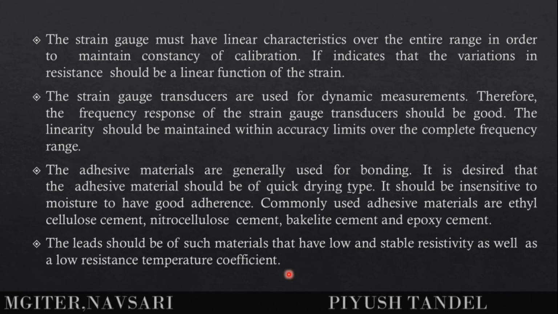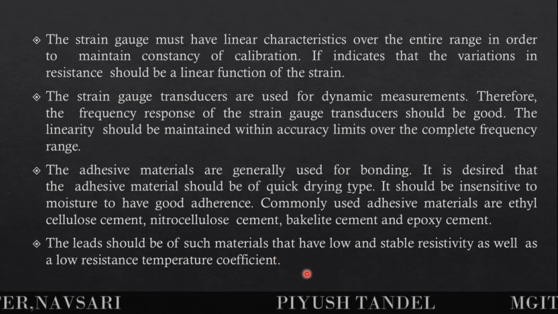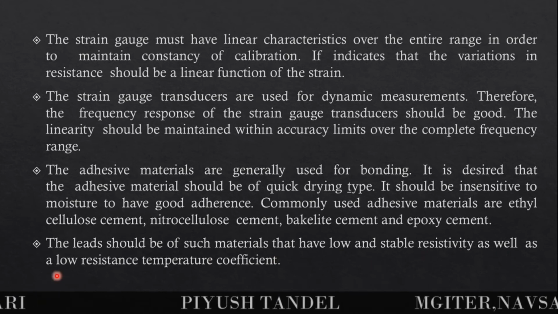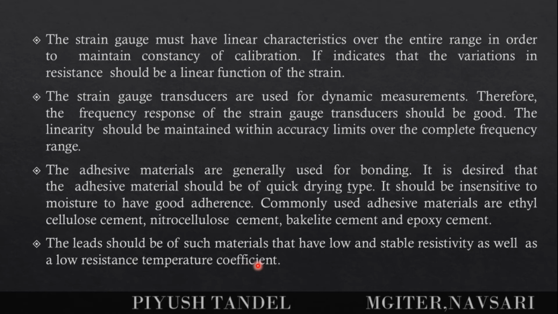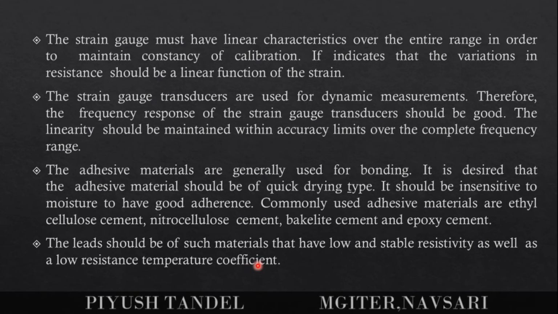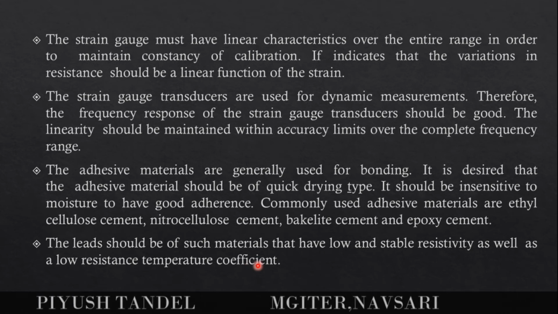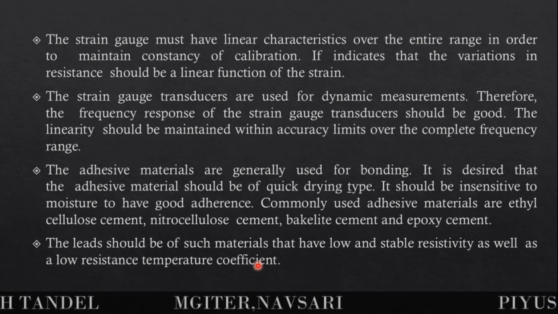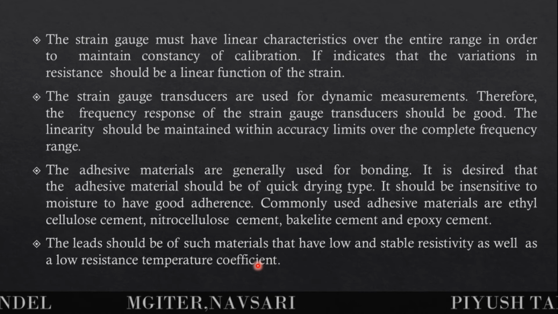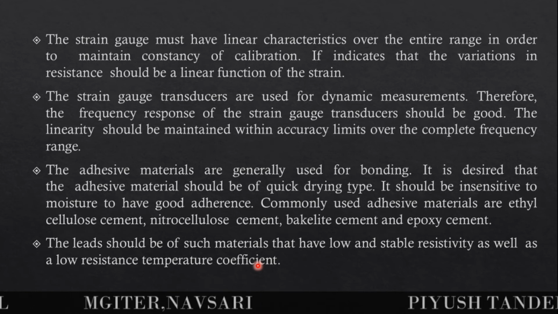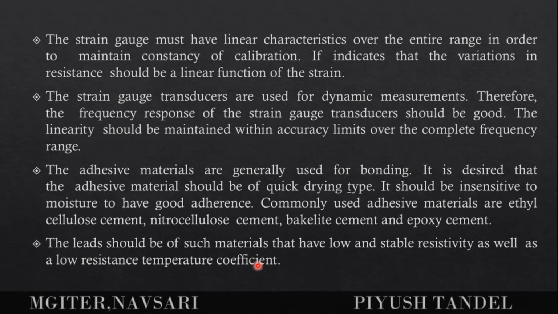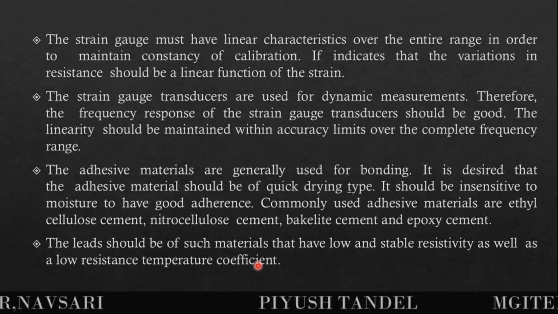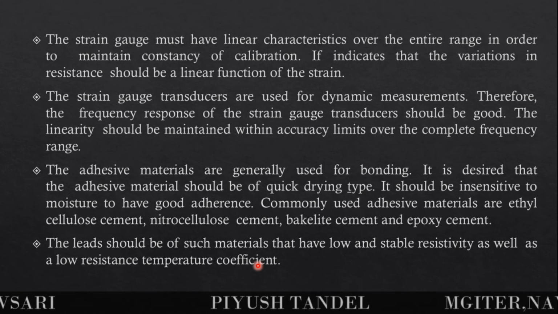The leads should be of a material that has a low and suitable resistivity as well as a low resistance temperature coefficient, because leads are the output of the resistance of the strain gauge, and we are going to measure the level of force with respect to these leads. So the resistance should be minimum and the temperature coefficient should also be minimum, because if temperature effects change the resistance, then our output is not going to be that accurate.